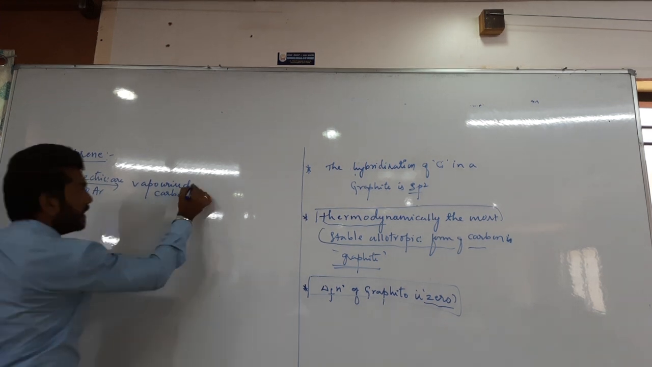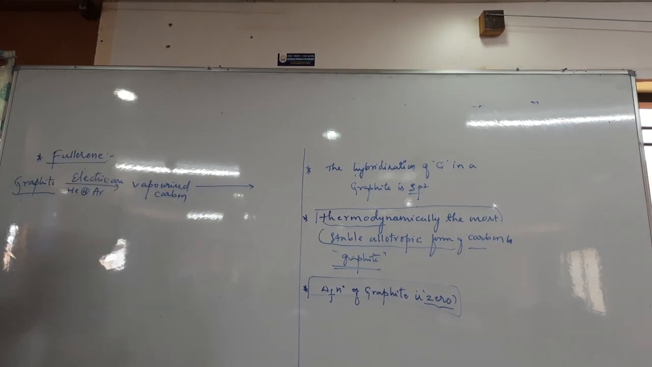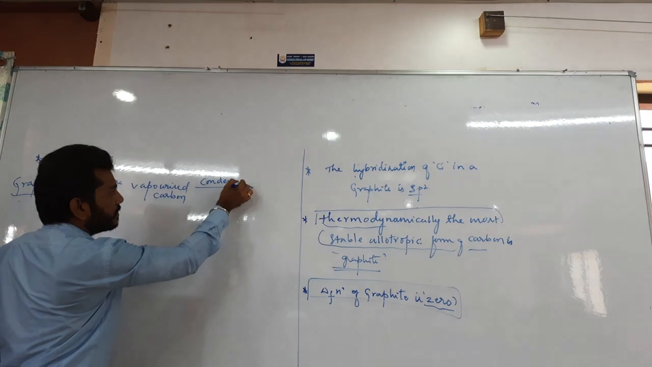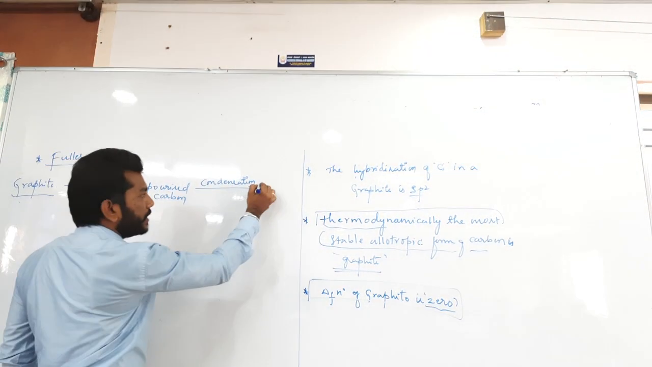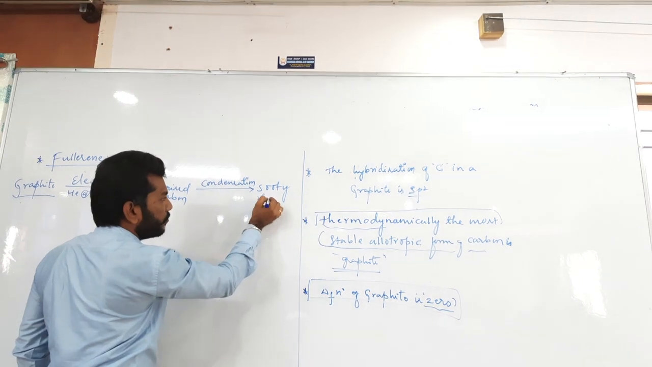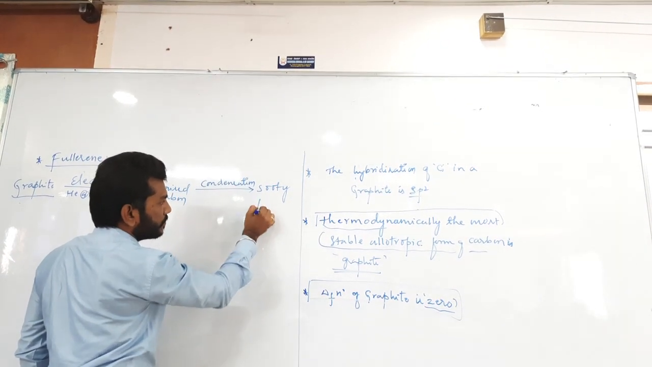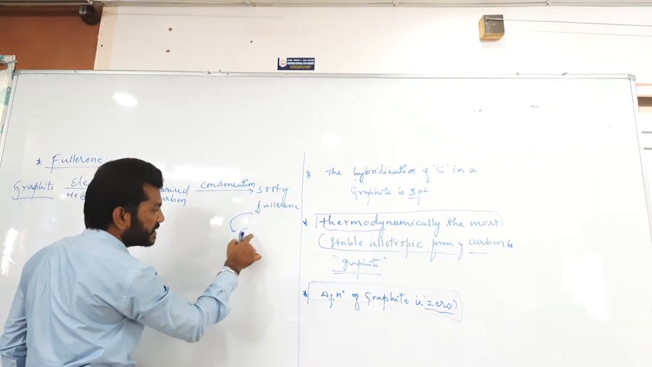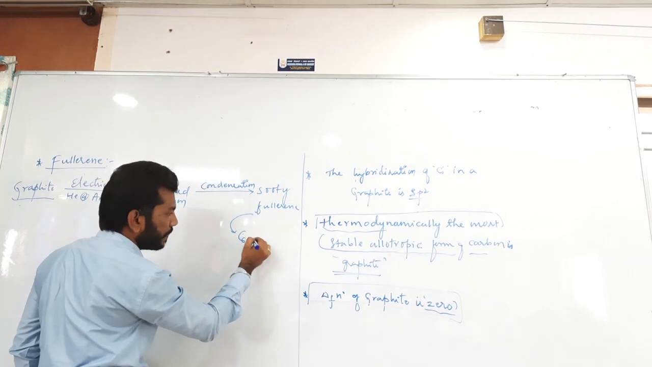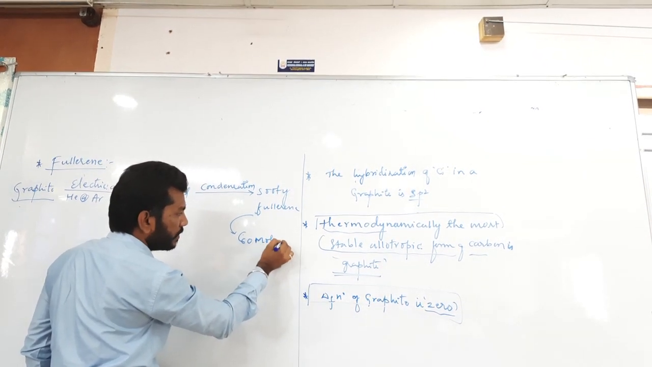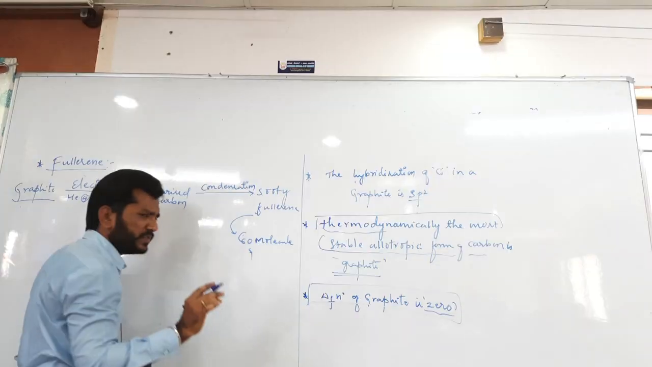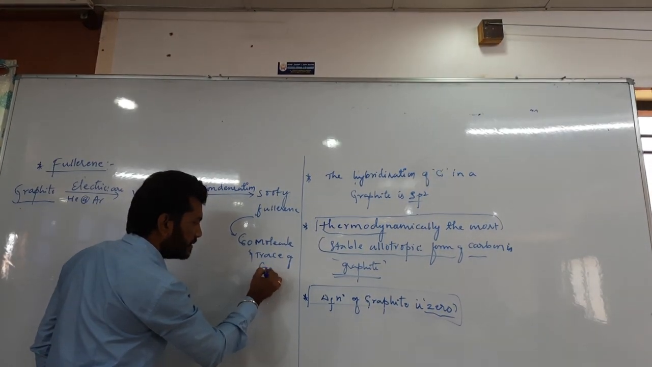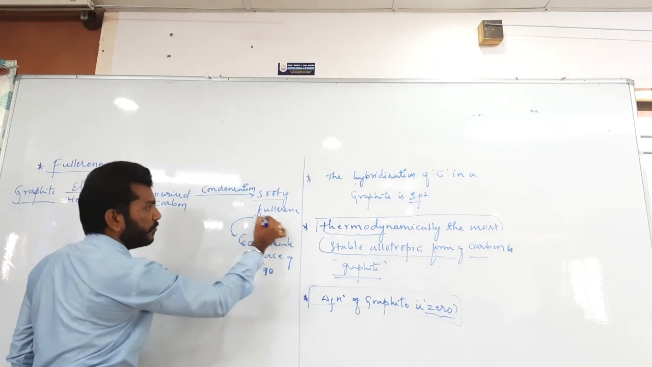Since we got vaporized carbon, on condensation what we are going to get is sooty fullerene. This sooty fullerene mainly consists of C60 molecules, and very small traces of C70. So here that sooty fullerene is being formed now.